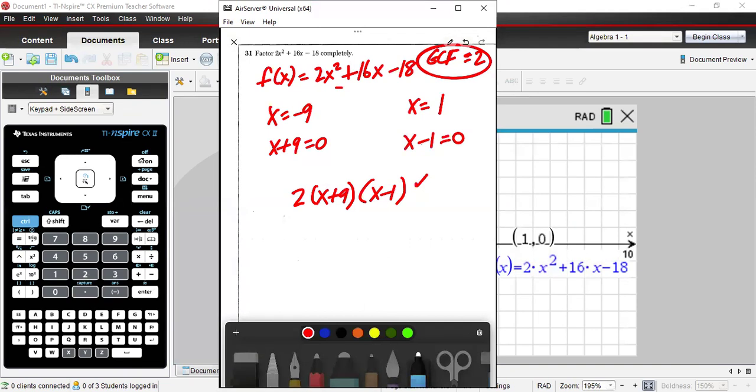Okay, that's it. So basically, make it into a function, find the GCF of whatever the terms are, the numbers are, find the greatest common factor that they all have in common, and then go ahead and graph it, find the zeros, change the zeros into factors, and then make sure that GCF goes out front, and you'll be good.